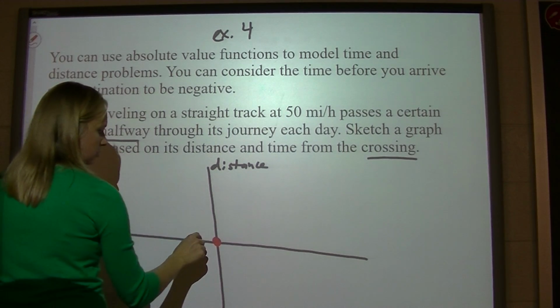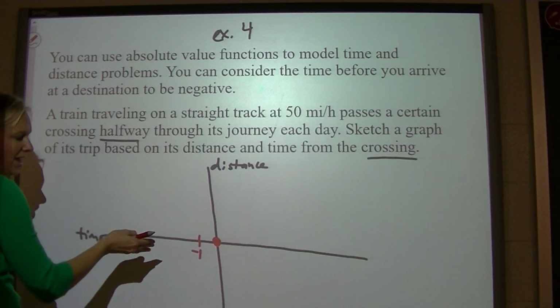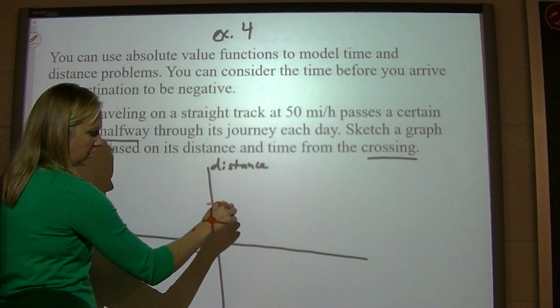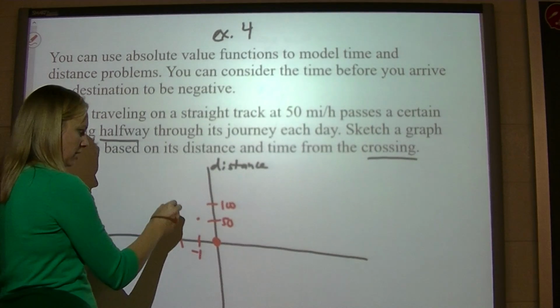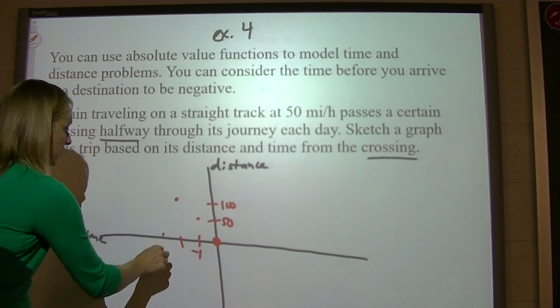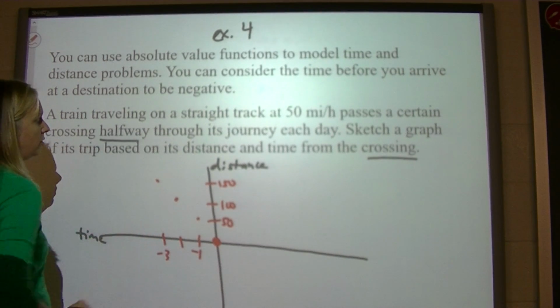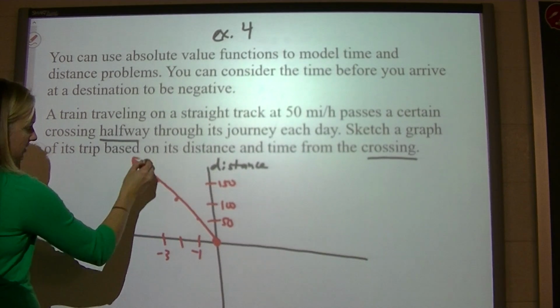So then to figure out everything else, we're going to consider the time before you arrive at a destination to be negative. So if I'm at -1, how far am I going to be away from this crossing? Well, I'm traveling at 50 miles per hour, so if this is 1 hour back, then I'm going to be 50 miles up, and I'm going to go by a scale of 50 here. So -1, 50. If I'm 2 hours before I leave, I'm going to be at 100. If I'm 3 hours before I leave, I'm going to be up here at 150. So I'm going to be 150 miles away. So that's before I leave, or before I get to that halfway point.